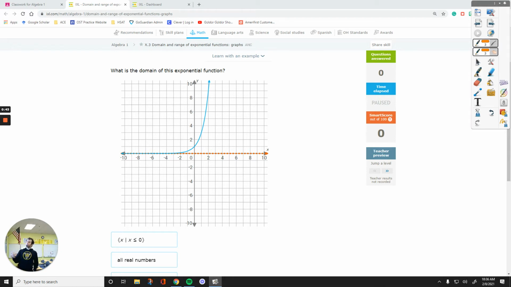Okay, so let's start with domain, since the question is about the domain. Let's just start with the definition. Domain consists of all of the values for x that make the function possible or meaningful. So we're talking about all of the x elements, all x values that satisfy the graph or the function.